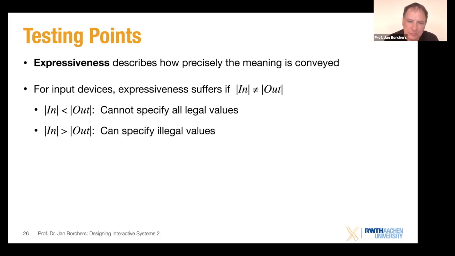We can, for example, evaluate, and we can see in this space, when we look at the larger definition of input and output domains, how expressive our devices are. What do I mean by this? Expressiveness describes how precisely a meaning is conveyed. And there are two ways in which this can break down.